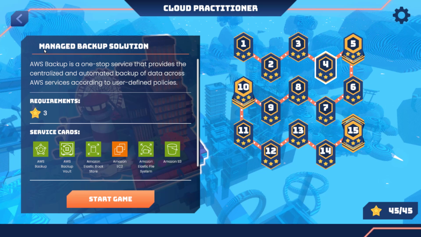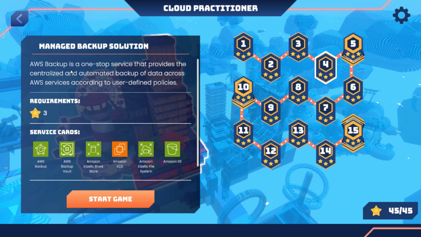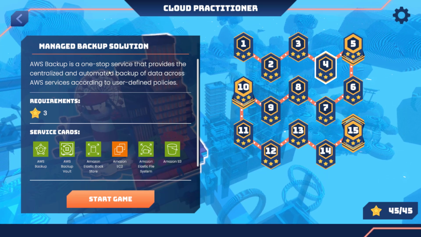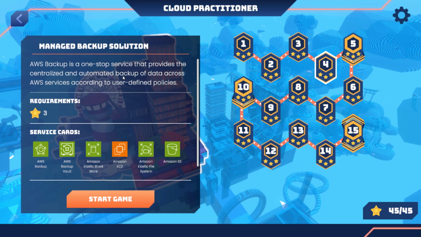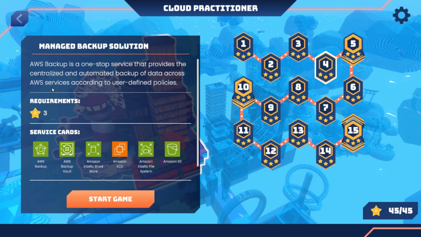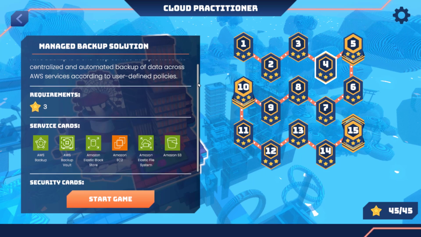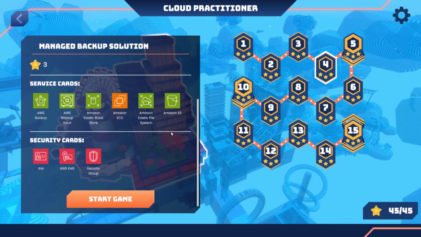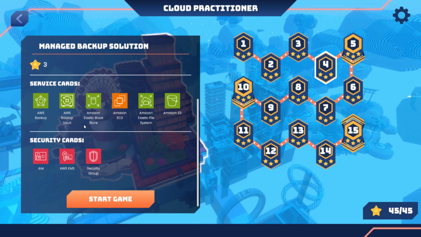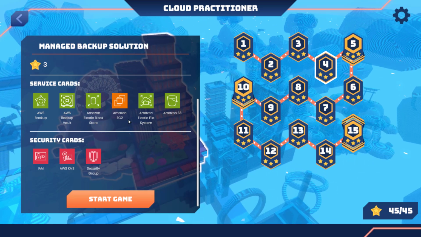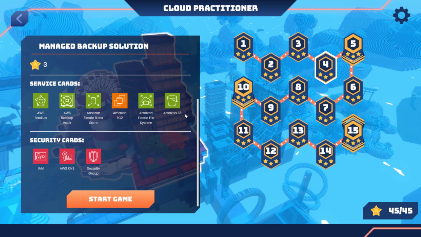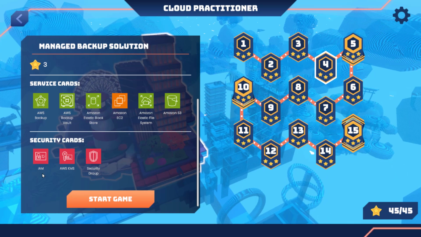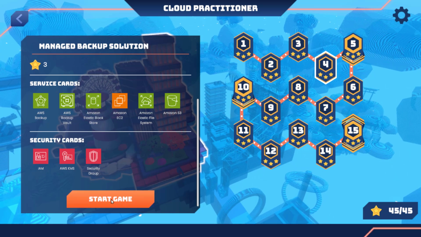Today we are going to do managed backup solution. AWS Backup is a one-stop service that provides a centralized and automated backup of data across AWS services according to user-defined policies. And the services we are going to use as part of this architecture are Backup, Backup Vault, Elastic Block Store, EC2, Elastic File System, S3. And we do have some security cards, KMS, IAM, security groups. So let's start this.